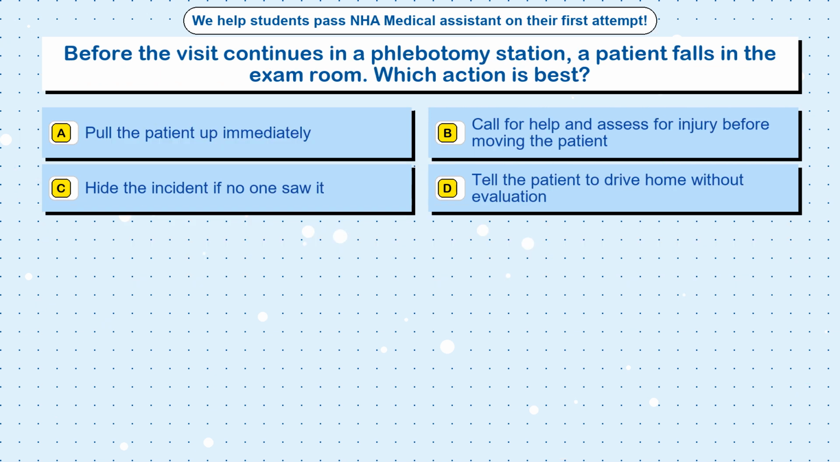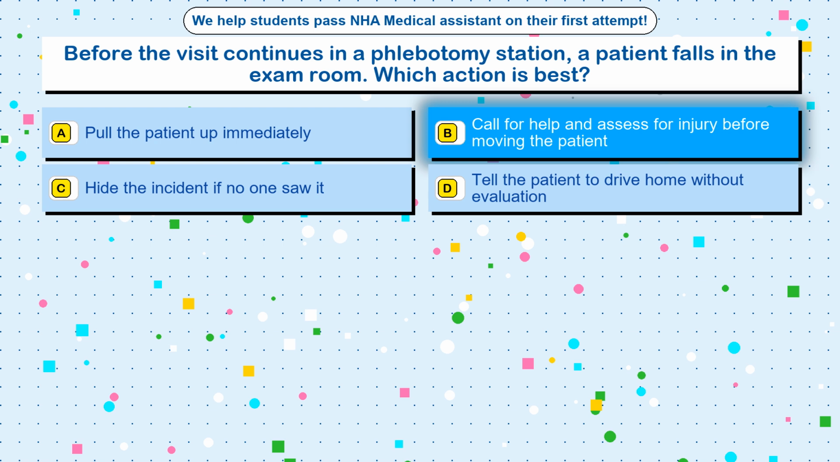Question 46. Before the visit continues in a phlebotomy station, a patient falls in the exam room. Which action is best? Option A. Pull the patient up immediately. Option B. Call for help and assess for injury before moving the patient. Option C. Hide the incident if no one saw it. Option D. Tell the patient to drive home without evaluation. The correct answer is option B.